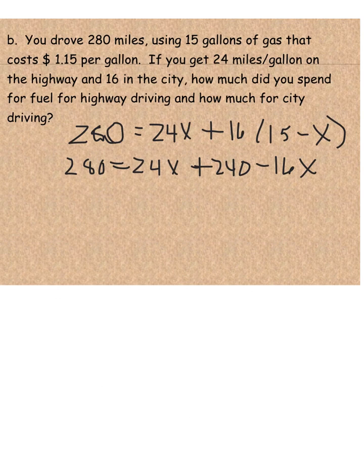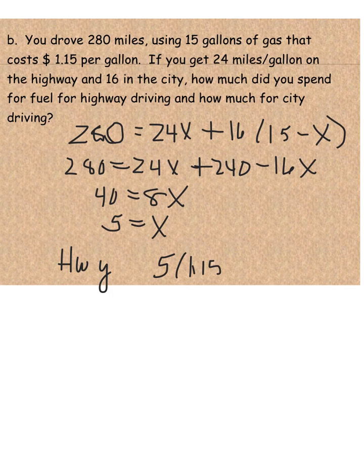We'll combine our like terms. This will give us 40 equals 8X. And X will be equal to 5. So that's 5 gallons for the highway. So for the highway, we'll take that 5 gallons and we'll multiply that by the cost of $1.15. And that tells me that it's costing me $5.75 for the highway.